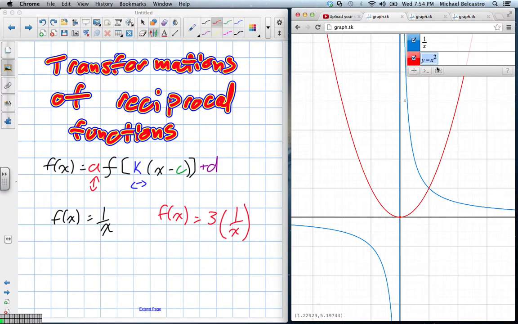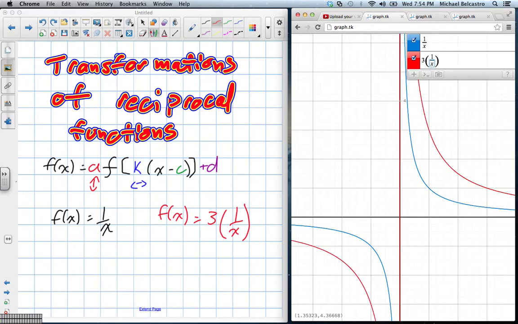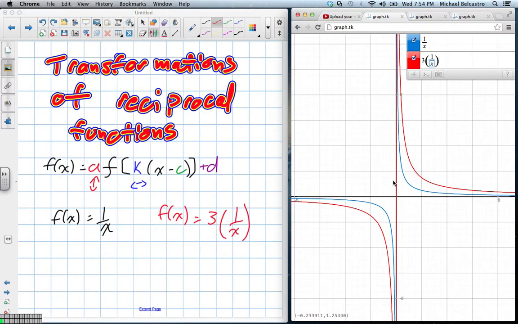They're going to give us a function, but I'm going to delete it. We're looking at 3 times 1 divided by x. And if you notice this function here, we'll zoom out a little, it's been vertically stretched. It's been pulled upwards.